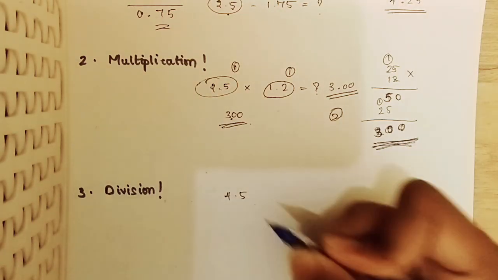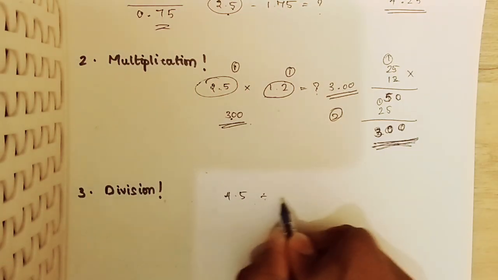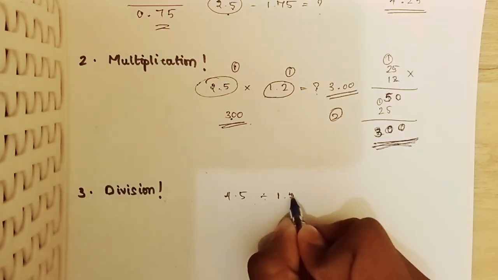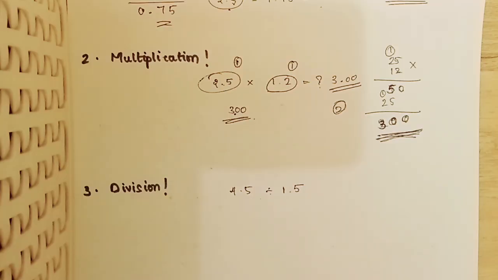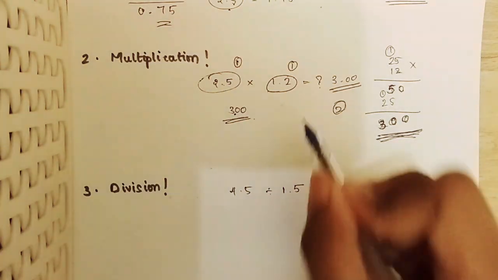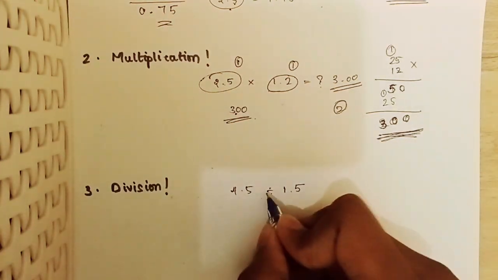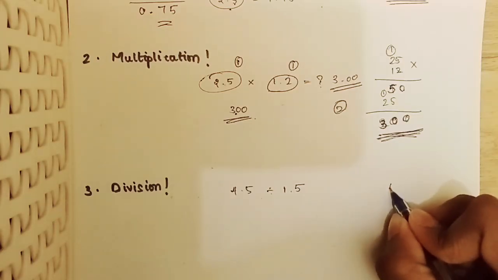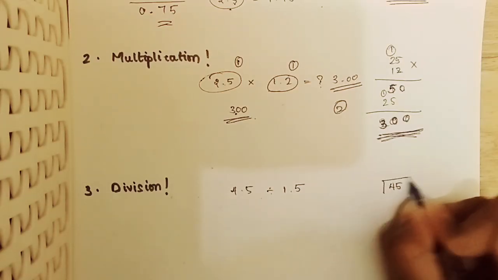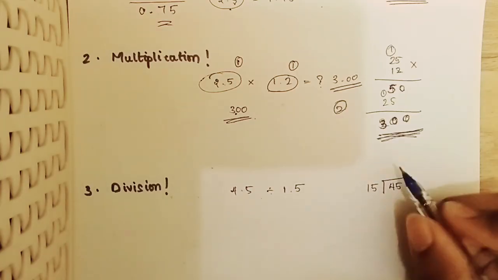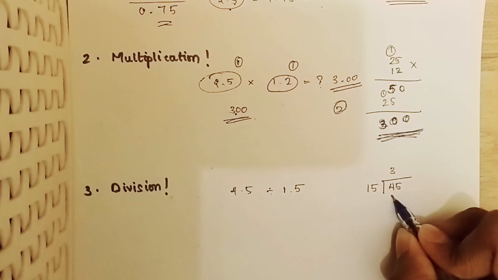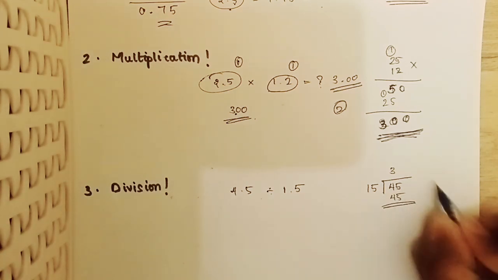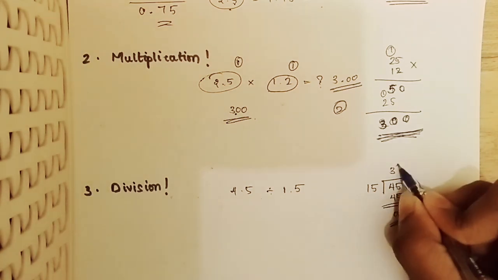So let's take an example. 4.5 divided by 1.5. How do you do this then? With this question, again, just like multiplication, do it without the decimal points. So 45 divided by 15, it will be 3, because 15 3s are 45. Okay, so we got the answer as 3.